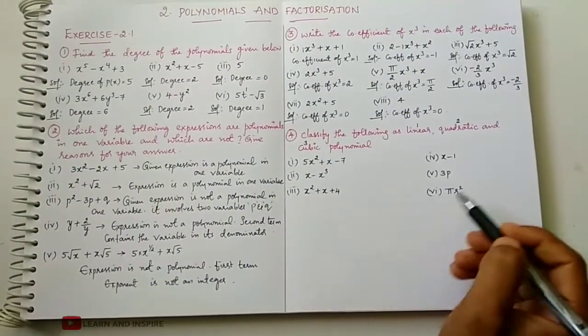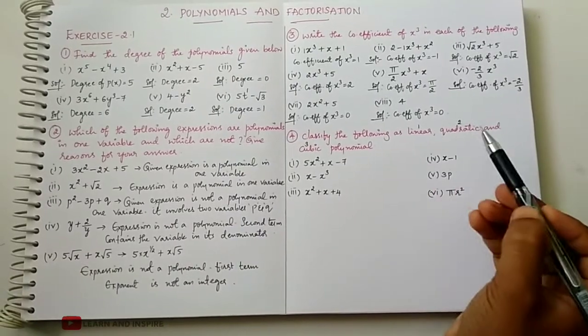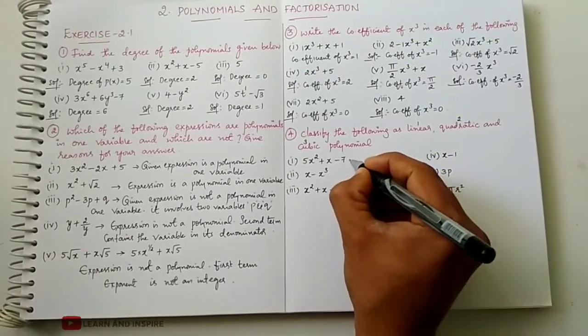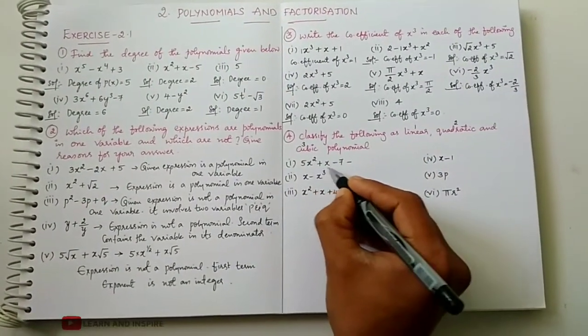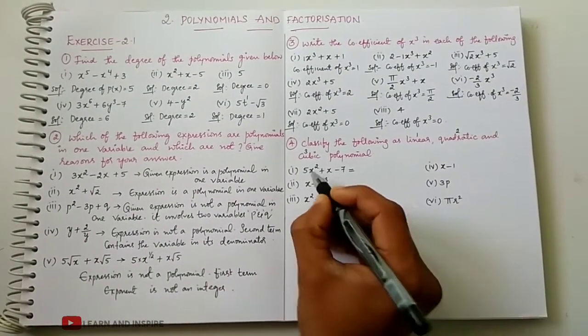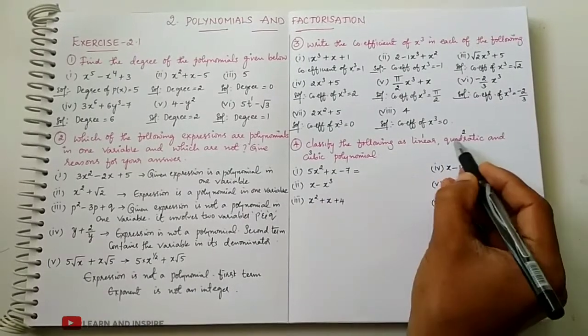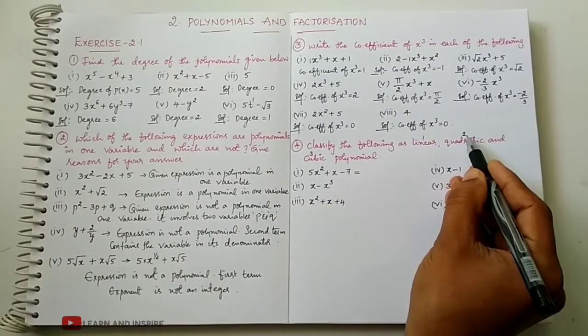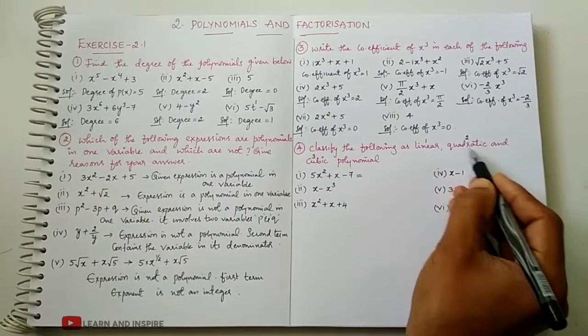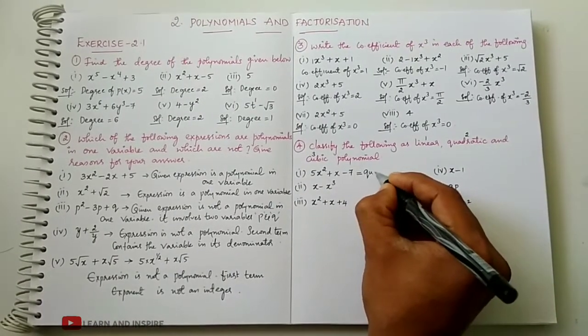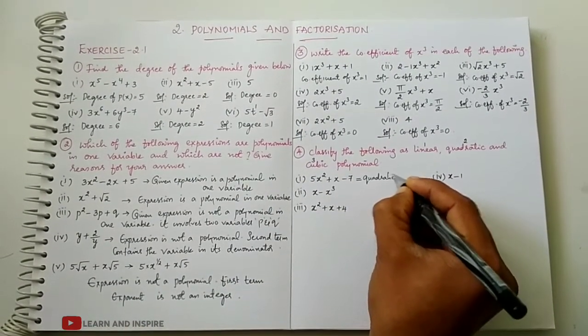Now from the given polynomials we can identify which are linear, quadratic and cubic. The first one, 5x square plus x minus 7. What is the degree of the given polynomial? 2. So it is a quadratic polynomial, because the degree of the polynomial is 2. So I write a quadratic polynomial.